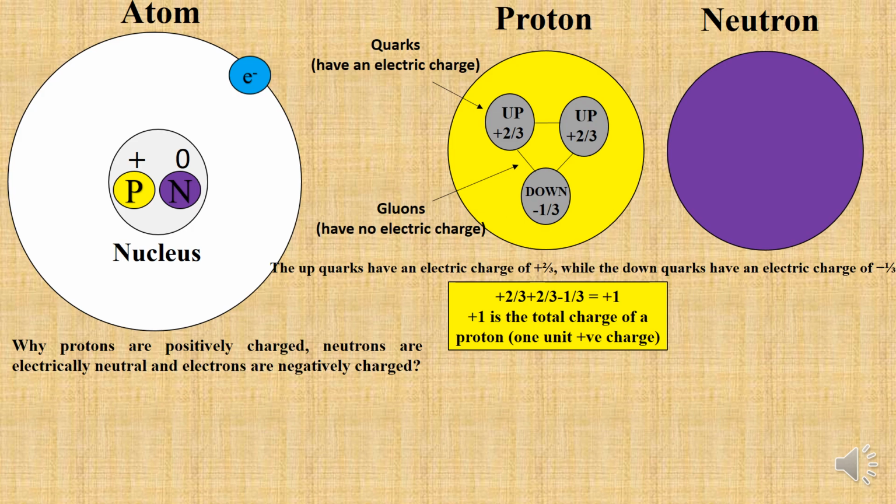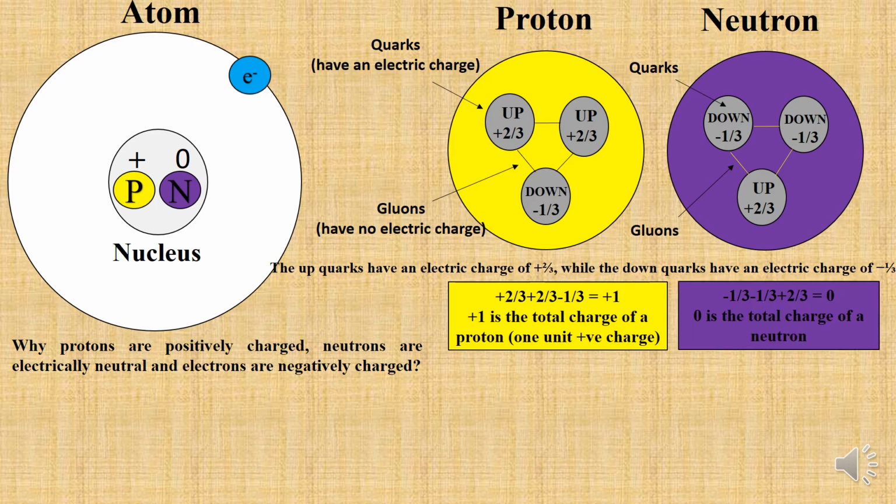Now in case of neutron, it has two down quarks and one up quark, and these quarks are held together by gluons. When we add up all these three charges, we end up with 0, and 0 is the total charge of a neutron. So now we know why neutron is electrically neutral, though it has charges within its structure.